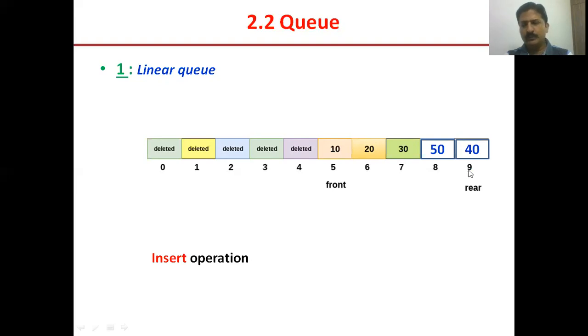Now when the 40 is added here, so what happens? When 40 is added, the queue becomes full. Okay. Now if you try to insert one more element, what will happen? There is no space to insert. Yes. So it is called as an overflow. Okay. Whenever you try to insert in a queue that is full, it is called as an overflow. You cannot insert when the queue is full.